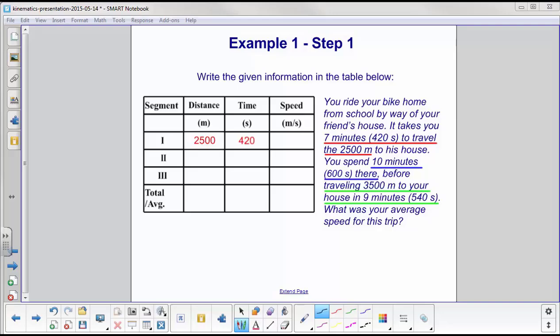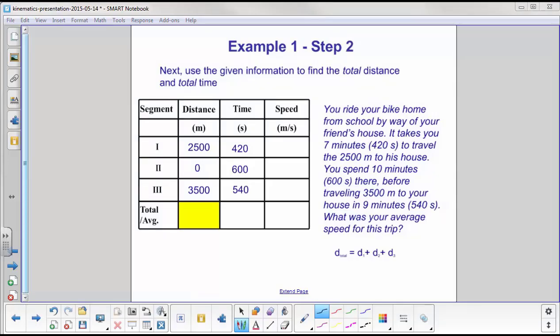Let's start with interval 1 or segment 1. The female student there traveled a distance of 2,500 meters, and you can see where that was put right here in the chart. And the time she took was 7 minutes, but again, we do not use minutes, we use seconds, so that's 420 seconds. So right now we're just putting data into the table. We are not doing any calculations.